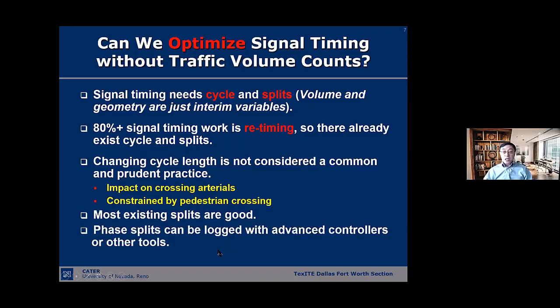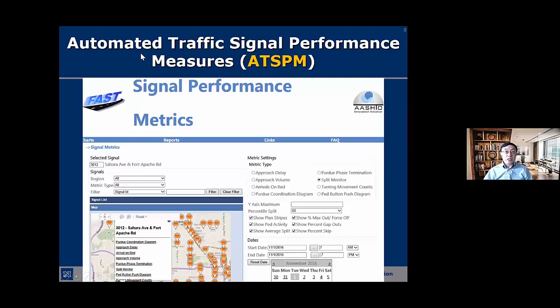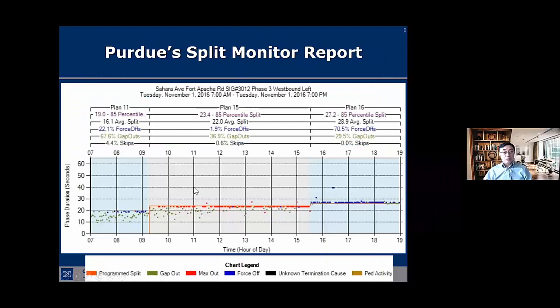And plus, all our modern controllers have this feature to be able to log the history of phase splits, right? You may have heard about ATSPM, Automated Traffic Signal Performance Measures. Right now it is promoted by the FHWA. So these kind of systems do have a function. It's called a split monitor. You can look at a history of the phase splits.